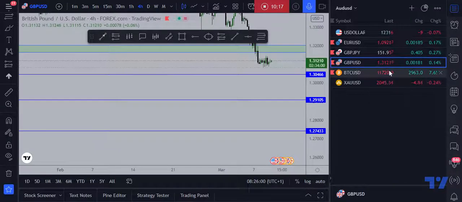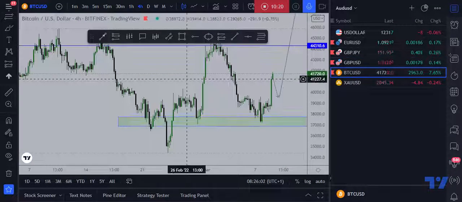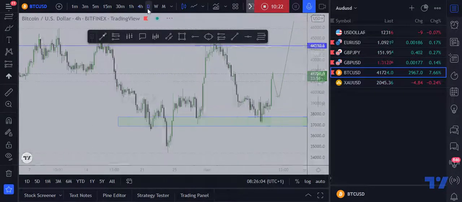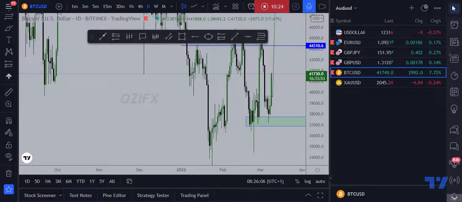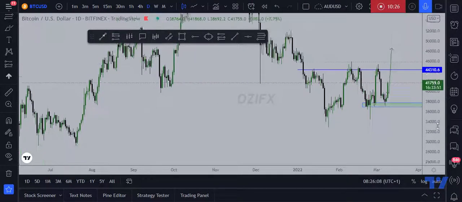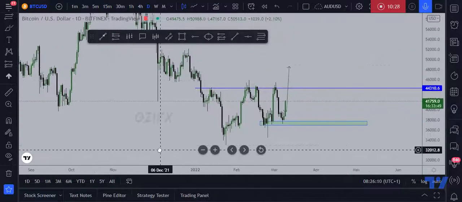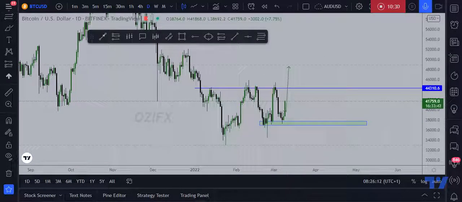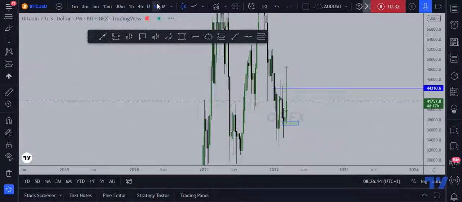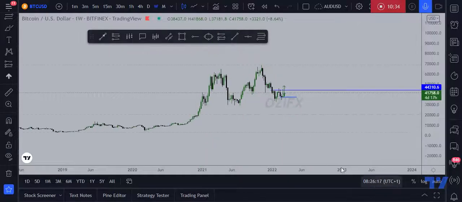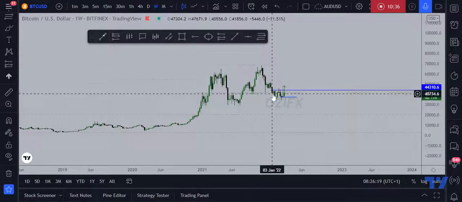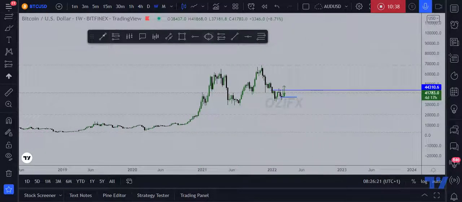Then what other? Which other pair? Bitcoin. Bitcoin on the daily, you can see the market was in a downtrend. Overall, the weekly is still on an uptrend. Weekly, monthly still on an uptrend. Overall, let's see, higher high, higher low. That's the push above this area.